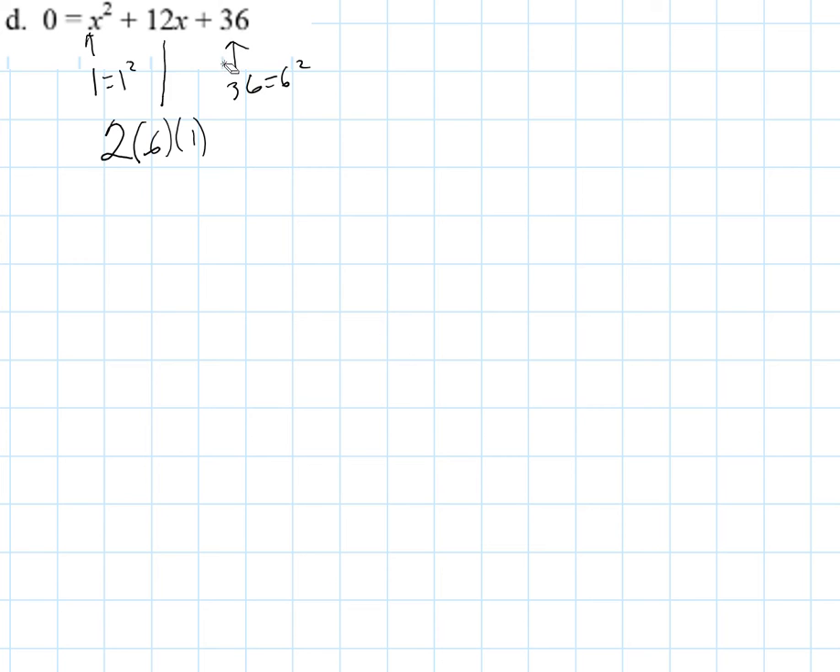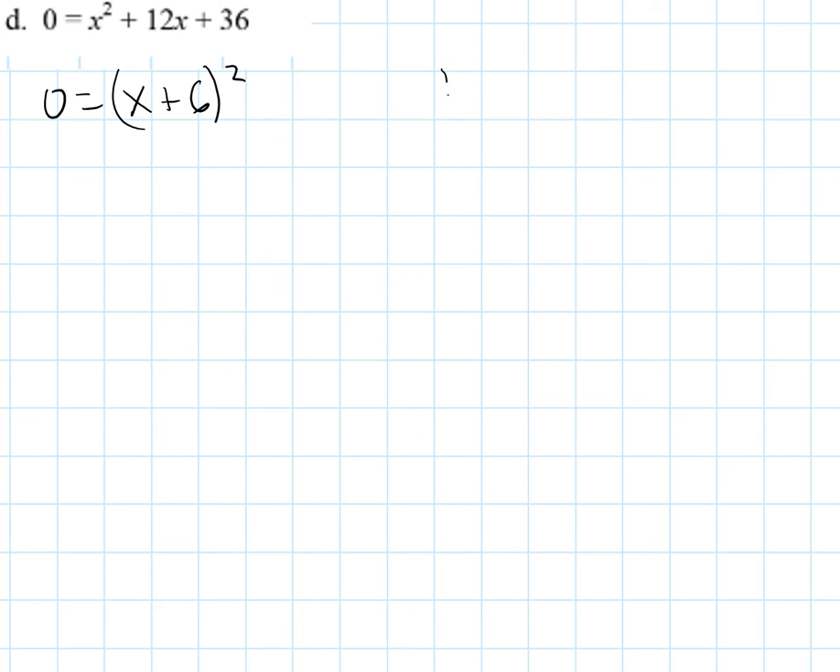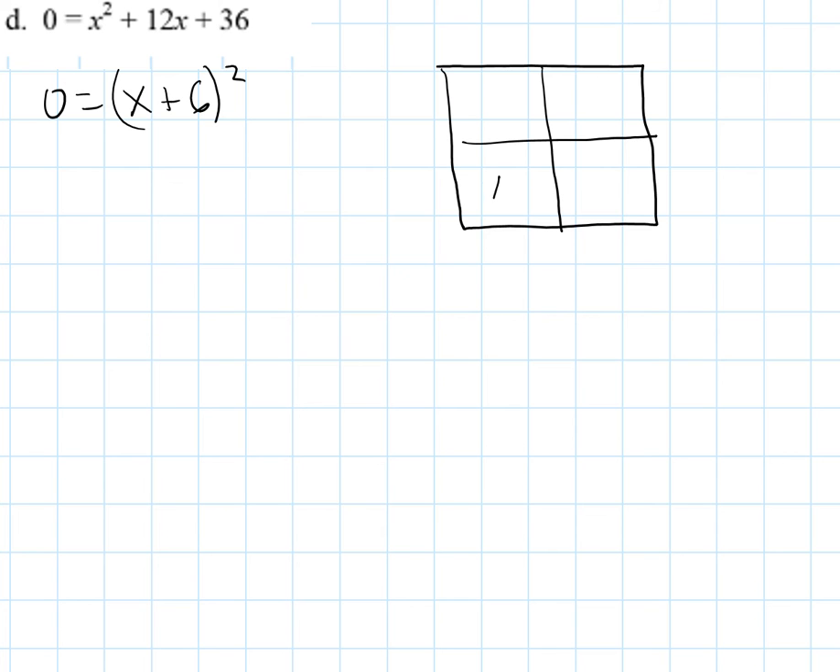Okay, so if you don't recognize that it's a perfect square, you can still factor this, but I know that this is going to be 0 equals x plus 6 squared. Now, just for you guys who aren't getting that, again, you can just go ahead and factor the whole thing. It just is a little more time consuming, but totally doable.